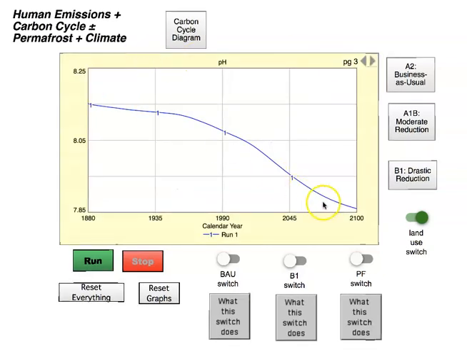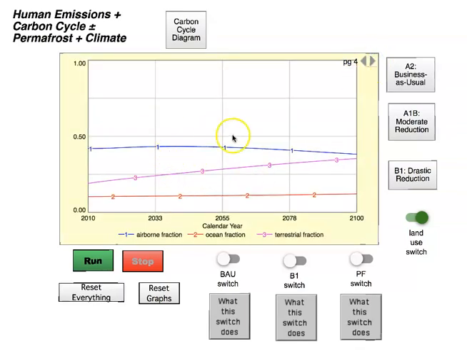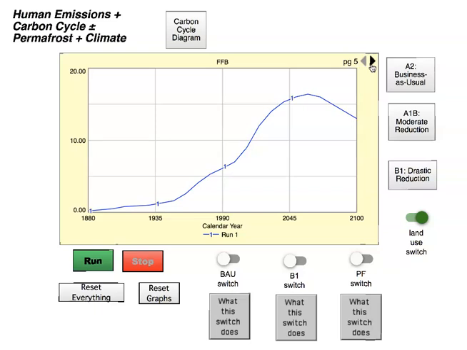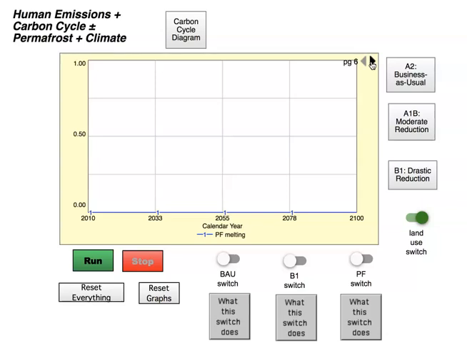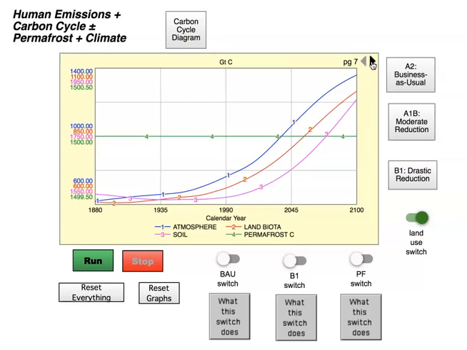pH comes down, and you can see that doesn't flatten out. And this shows you some of the same things we explained in the last lab: how much of the carbon is absorbed by the air, how much is absorbed by the ocean, how much is absorbed by terrestrial biosphere. This shows you fossil fuel burning in A1B. This shows you permafrost, which we don't have on, obviously. This shows you how much is absorbed by the atmosphere, how much is absorbed by soil, how much is absorbed by land biota, and we don't have permafrost on.